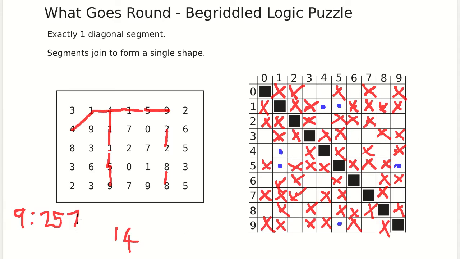So we still haven't decided on whether the 9 joins to the 2 or the 7. But if the 9 joined to the 7, you can see that these 2 2s on the right, there's no way that they can join to the big shape on the left. Yeah, you can get to the 8s below that, but that's all. So the 9 can't join to the 7, and so the 9 has to join to the 2.